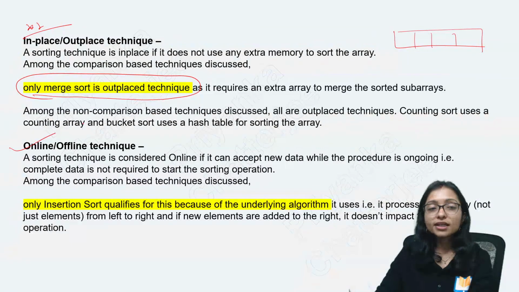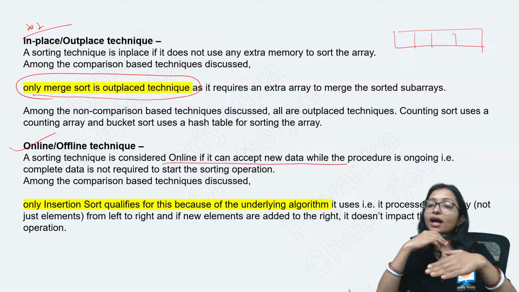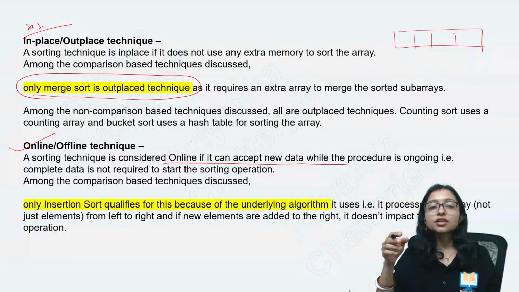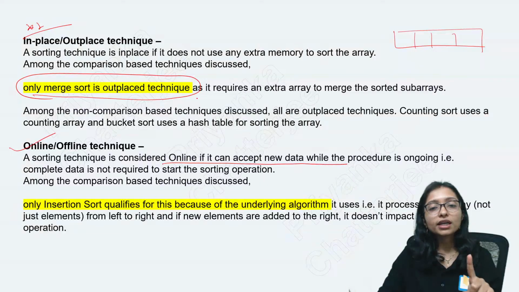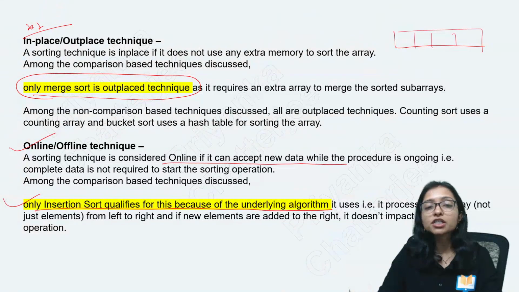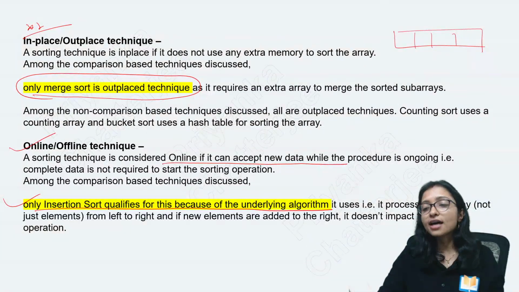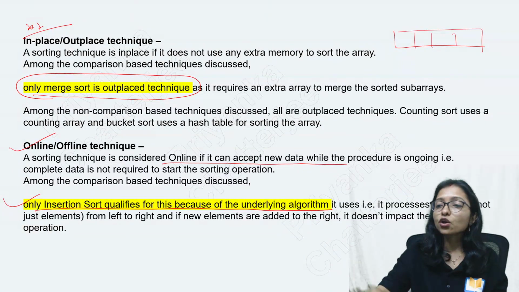Online, offline. What is the meaning of online, offline? It is online if it can accept new data, meaning you have already started sorting, and after that you can still insert a new element. If it is allowing that, then it is called online. Other than that, all are offline. Only insertion sort qualifies, because in insertion sort, even while running, you can insert any new element. That's why only insertion sort is online. Other than that, all are offline.